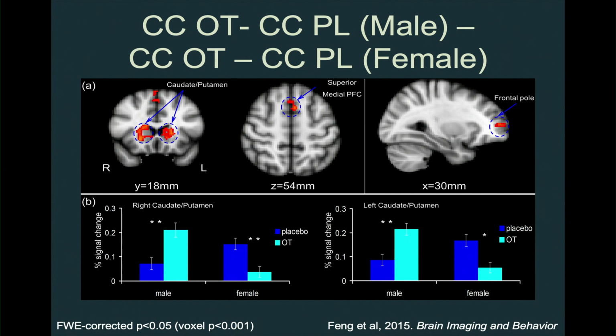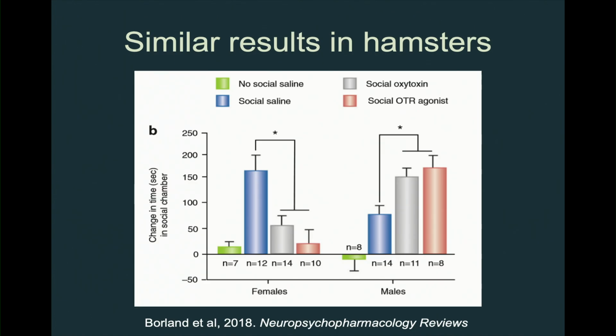So this was unexpected to us, but if you look through the literature, there are some parallel findings in non-human experimental animal studies. This is a study done in hamsters where on the y-axis you have a measure of social reward, and you see the same sort of pattern where in the saline group, the females have a stronger preference for this social chamber than males do. But if you give males oxytocin, you can boost them up to the level of females in the placebo group. And if you give females oxytocin, you decrease them down to the level of males in the placebo group.